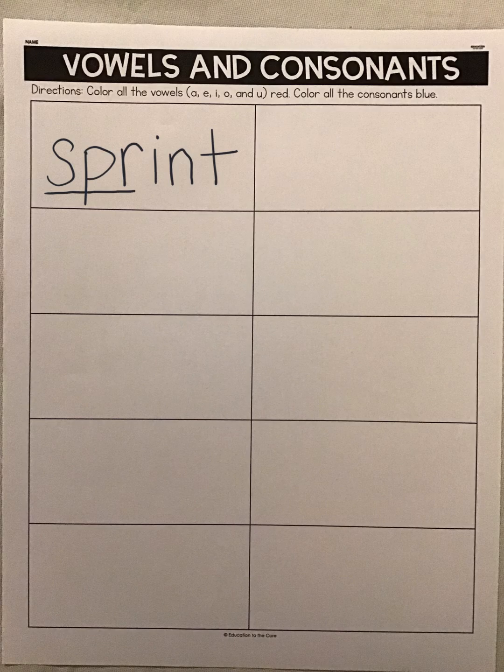With your red crayon, please trace the vowel. I. With your blue crayon, please trace the consonants. S, P, R, N, T are all consonants in the word sprint.